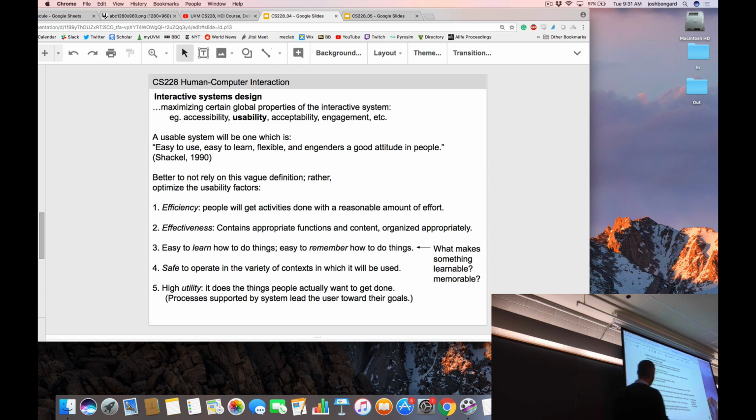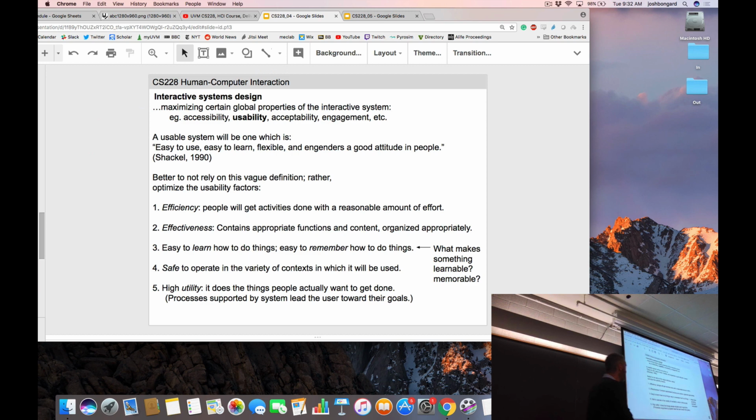Some usability factors are efficiency. So when I sit down to use your device to learn ASL, I should be able to do it in a few hours rather than a few weeks or months, right? I want to learn ASL. That's my need. I'm going to take your system, and how quickly can I learn ASL using your system, right? Is it inefficient? Is it making me do other things that aren't actually moving me towards my goal of learning ASL? Is it moving me in a straight path towards my goal?